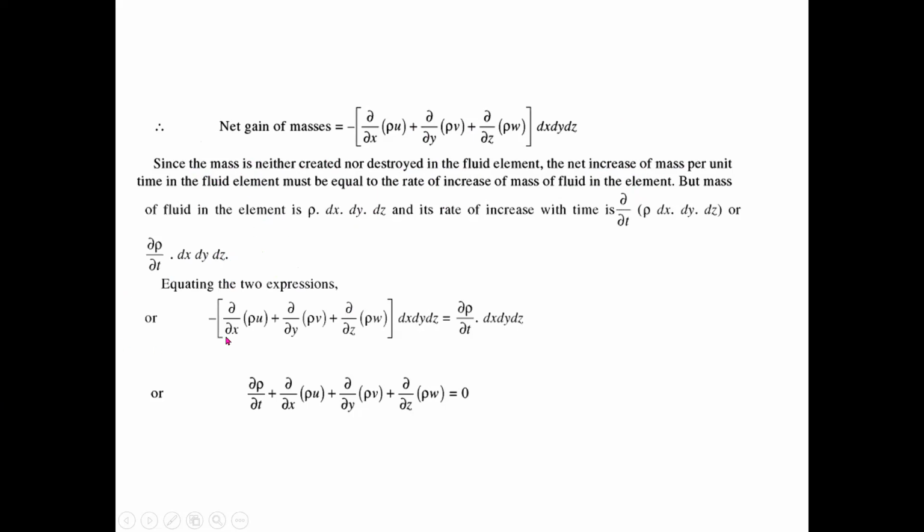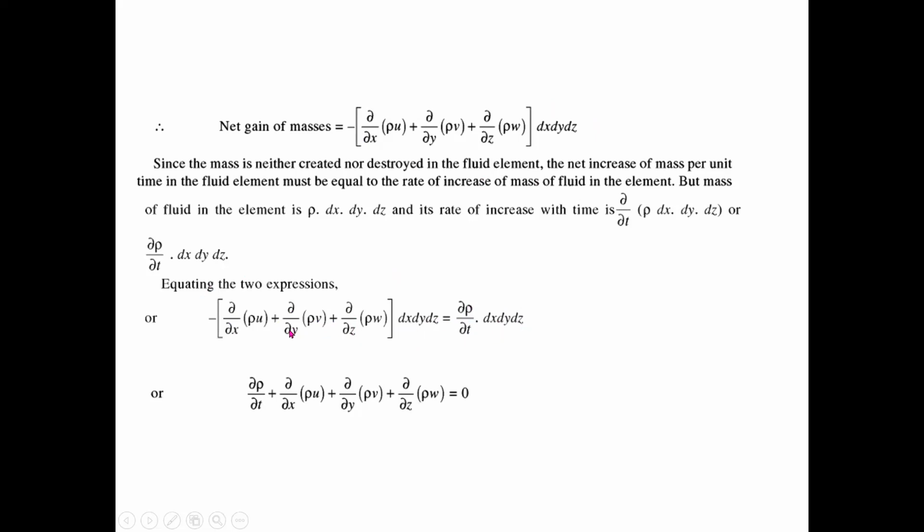So you will get it like this: minus of ∂/∂x of ρu plus ∂/∂y of ρv plus ∂/∂z of ρw, into dx, dy, dz. This is your first term. This should be equated to the rate of increase of mass, that is ∂ρ/∂t into dx, dy, dz. In this expression, the dx, dy, dz are the same on both sides, so you can cancel them.